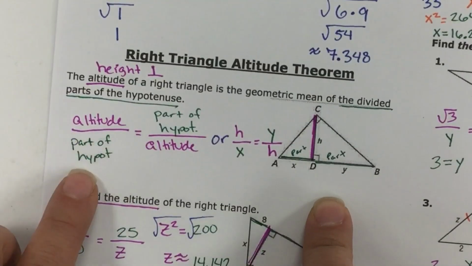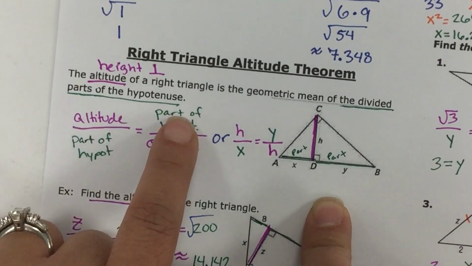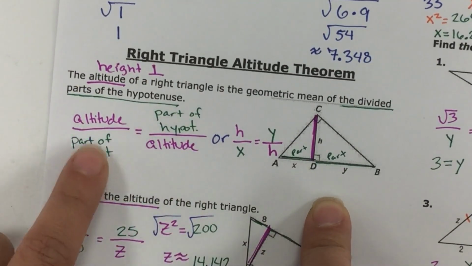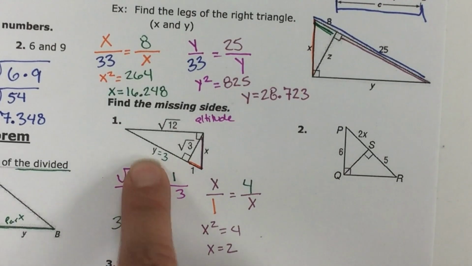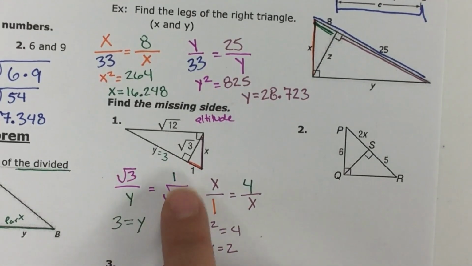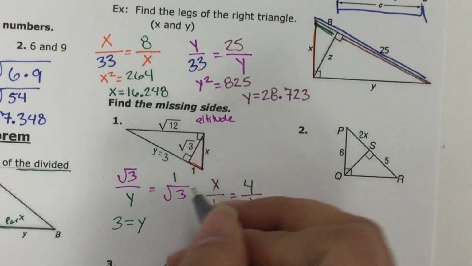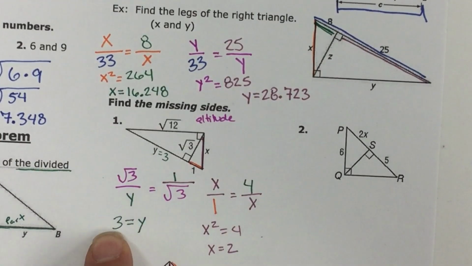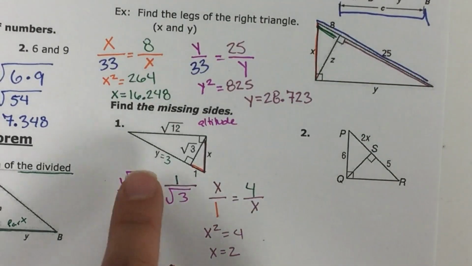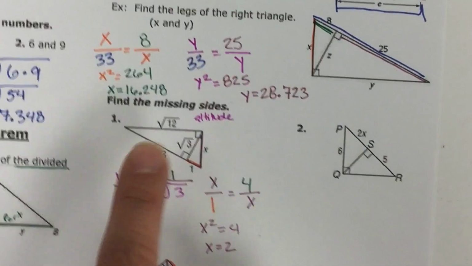So I'm going to scoot over. It says altitude over part of the hypotenuse equals part of the hypotenuse over the altitude. So this is what I'm looking at. My altitude is the square root of 3, over part of my hypotenuse, which is y, equals my other part, which is 1, over 3, the square root of 3, because that's my altitude. Square root of 3 times square root of 3 is just 3, and y times 1 is y. So y has a value of 3, that's why I have y equals 3 here.